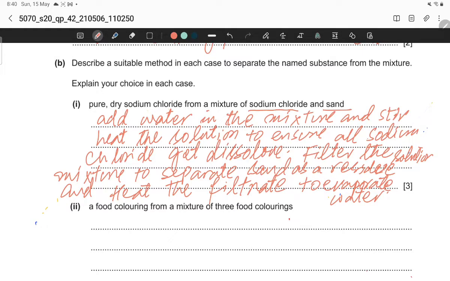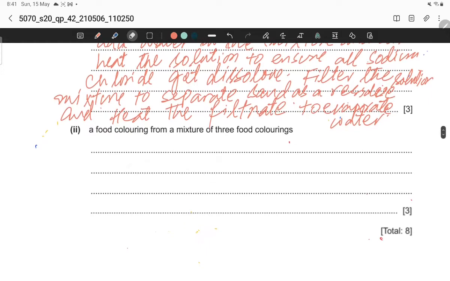So add water to the mixture and stir, carrying 1 mark. Heat the solution to ensure all sodium chloride gets dissolved, 2 marks. Filter the mixture to separate sand as a residue and heat the filtrate to evaporate water, carrying the 3rd mark.